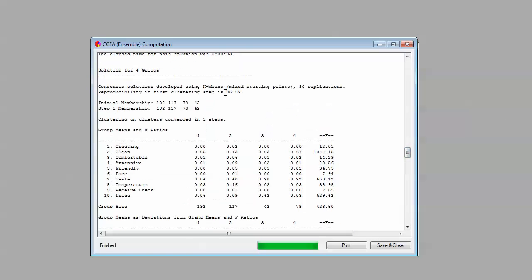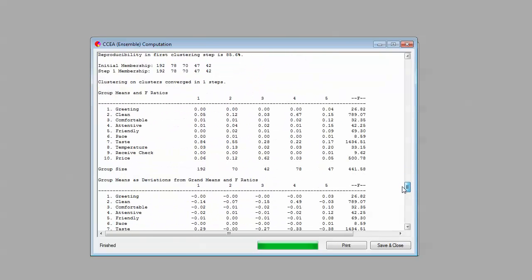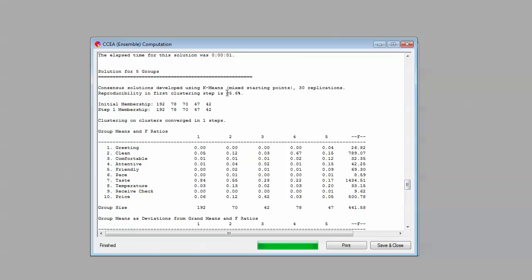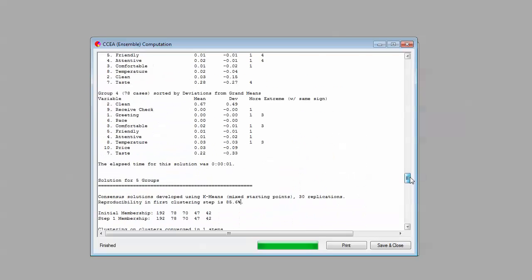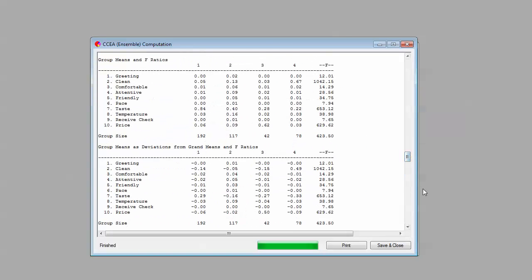So let's go down to the 4-segment solution. It actually had a better fit, 86%. So that suggests that there's something maybe more real about the 4-segment solution than the 3. And the 4-segment solution is even higher in terms of reproducibility than the 5-segment solution. So let's go back and look at that one, kind of like we did before with the 4-segment solution.